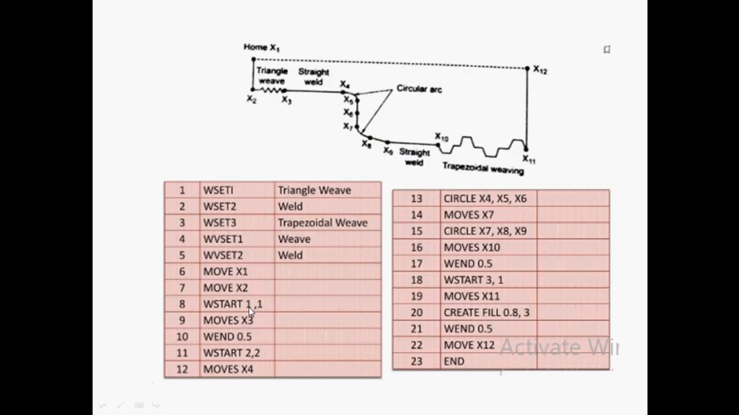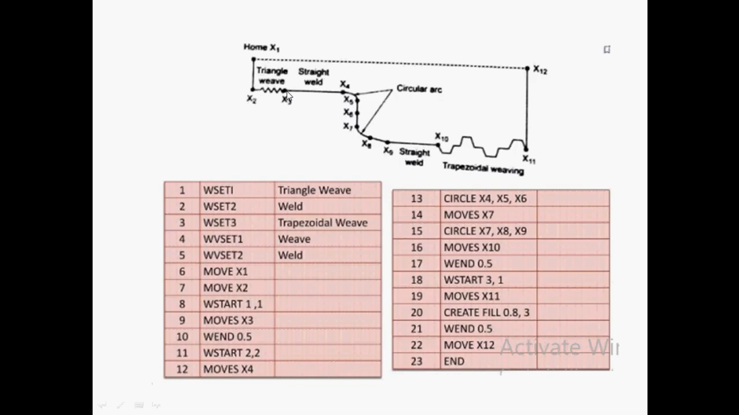Whenever one point is there, at that time W set 1 is there, so we are using it for the straight line path. For moving from x2 to x3, in that region we are utilizing the triangular path. That's why W start 1 1 is utilized over here. W start 1 means we are first initiating the condition, and 1 means W set 1. So this 1 1 means W start 1, that is your first start condition, and this one is for W set 1. So these two conditions are stated for the W start.